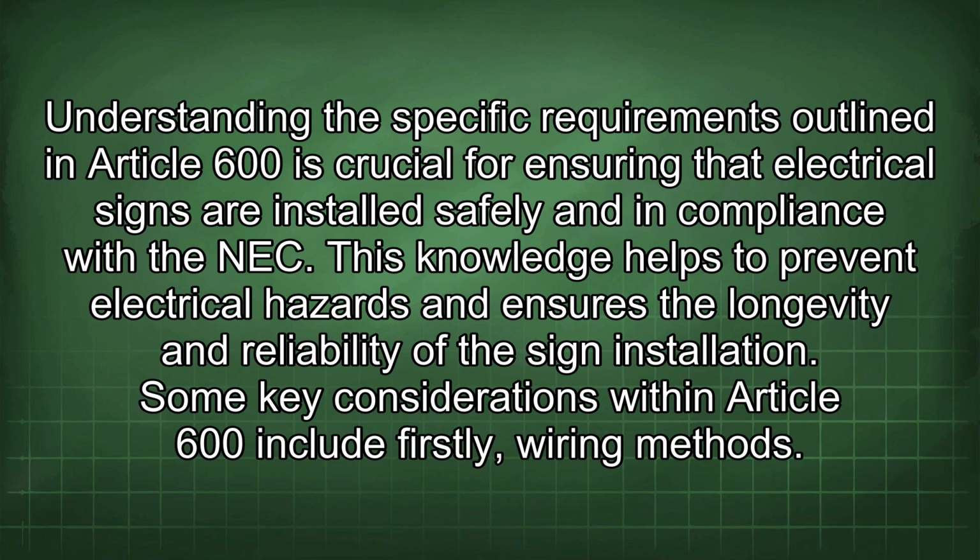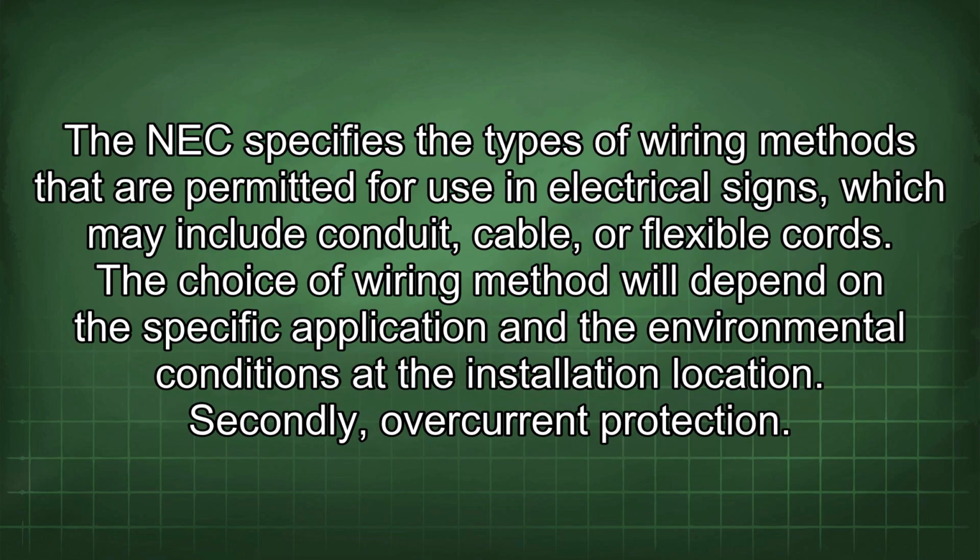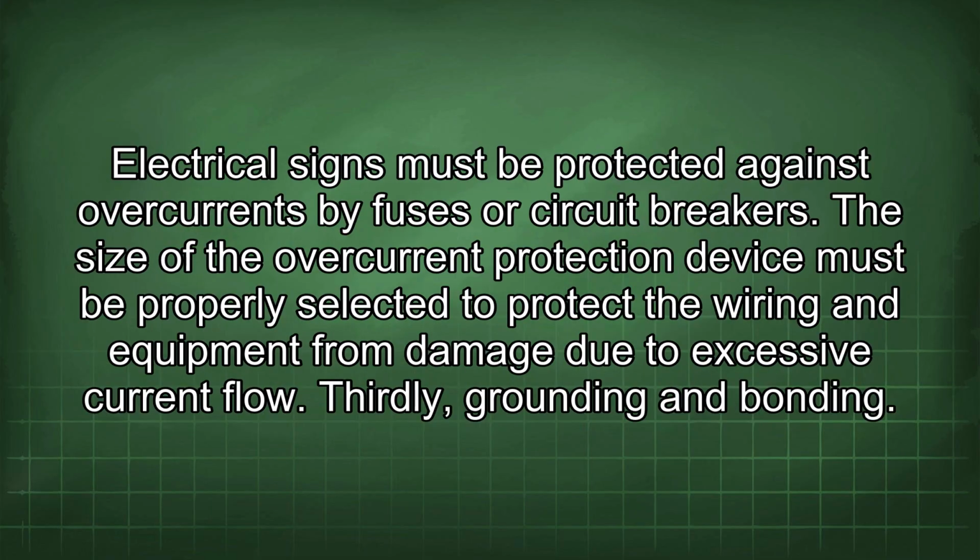Some key considerations within Article 600 include, firstly, wiring methods. The NEC specifies the types of wiring methods that are permitted for use in electrical signs, which may include conduit, cable, or flexible cords. The choice of wiring method will depend on the specific application and the environmental conditions at the installation location. Secondly, overcurrent protection. Electrical signs must be protected against overcurrents by fuses or circuit breakers. The size of the overcurrent protection device must be properly selected to protect the wiring and equipment from damage due to excessive current flow.